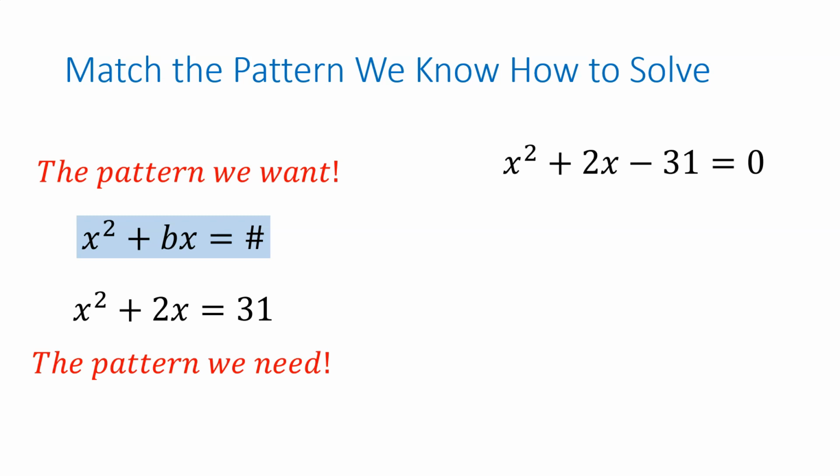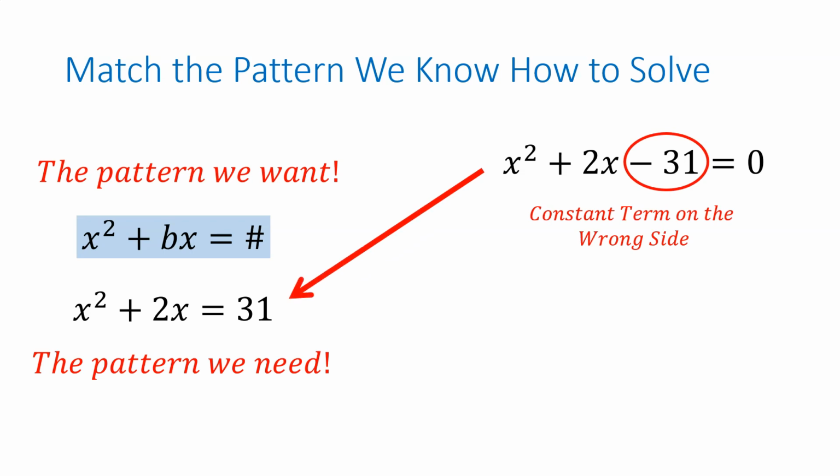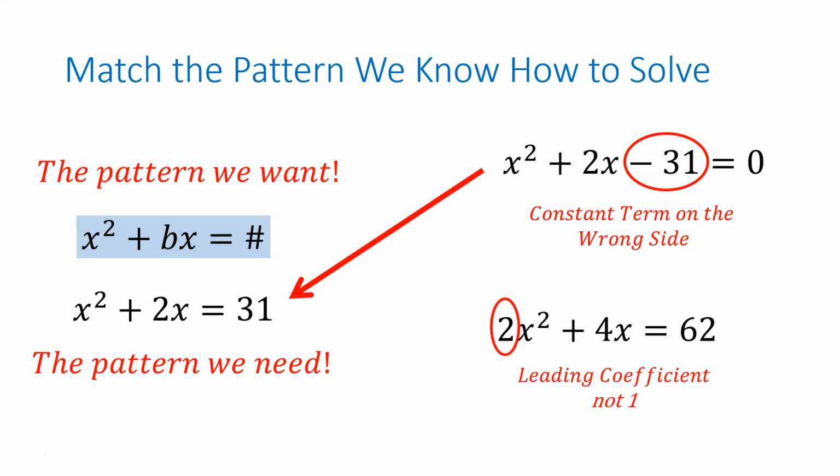So imagine that you're given the equation x squared plus 2x minus 31 equals 0. Here, the constant term is on the wrong side. We need to transform this to match our earlier pattern so we can solve for x. Or imagine we have 2x squared plus 4x equals 62. Here the leading coefficient is not equal to 1. So we need to transform it to match our pattern to solve it. So today I'm going to show you how you would do those transformations to match this pattern.